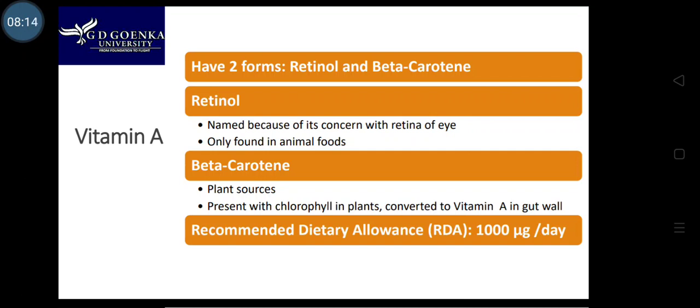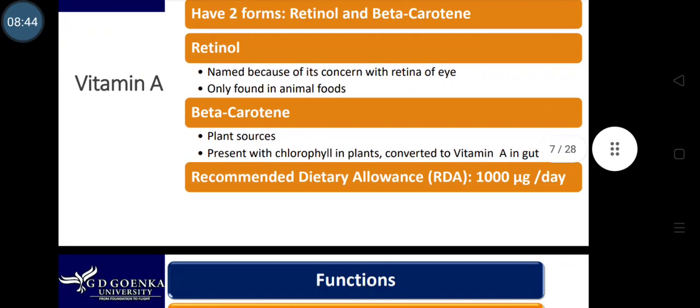So this is present in chlorophyll and converted to vitamin A in the human gut. When you take beta carotene, in us humans that have an intestine, beta carotene will be converted to vitamin A in our intestine. So how much daily allowance is there? The recommended daily allowance is 1,000 microgram per day.